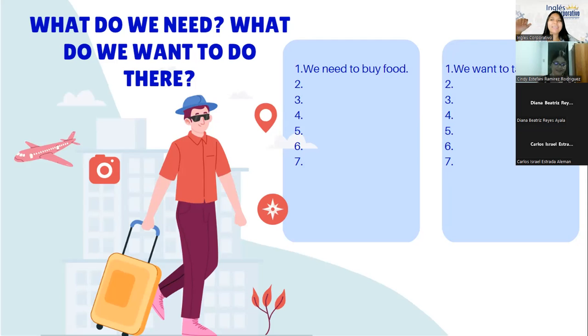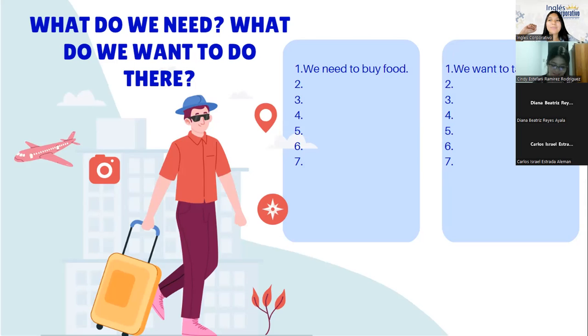Sería yo, ¿verdad? Yeah, Diana. Okay. We want to visit the Torre Eiffel. Yeah, how would you say Torre Eiffel? Eiffel Tower. The Eiffel Tower. Yes. Okay. We want to eat pasta. We want the cheese, queso. Cheese.